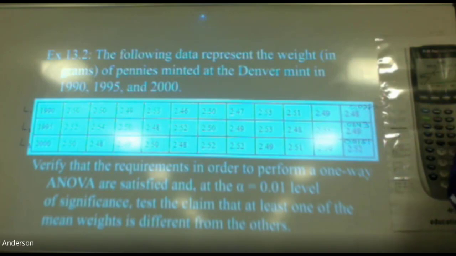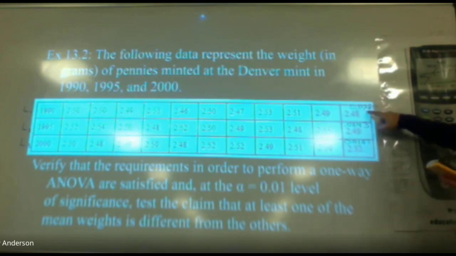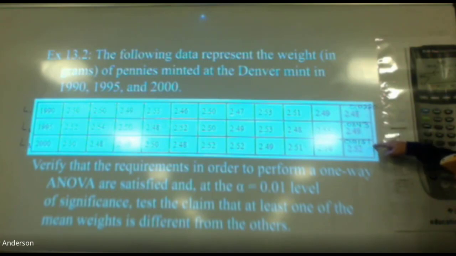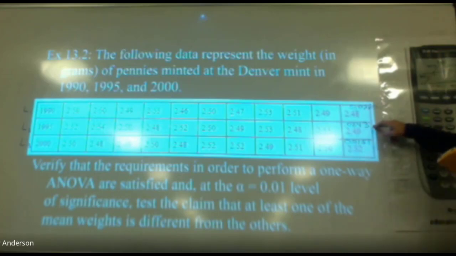Why are we okay with the test? Because if we take the biggest one, it can't be more than twice as much as the smallest one. So this one times 2 would be 0.30 something, which is bigger than that. It cannot be. So this biggest one can't be more than twice as much as the smallest one.